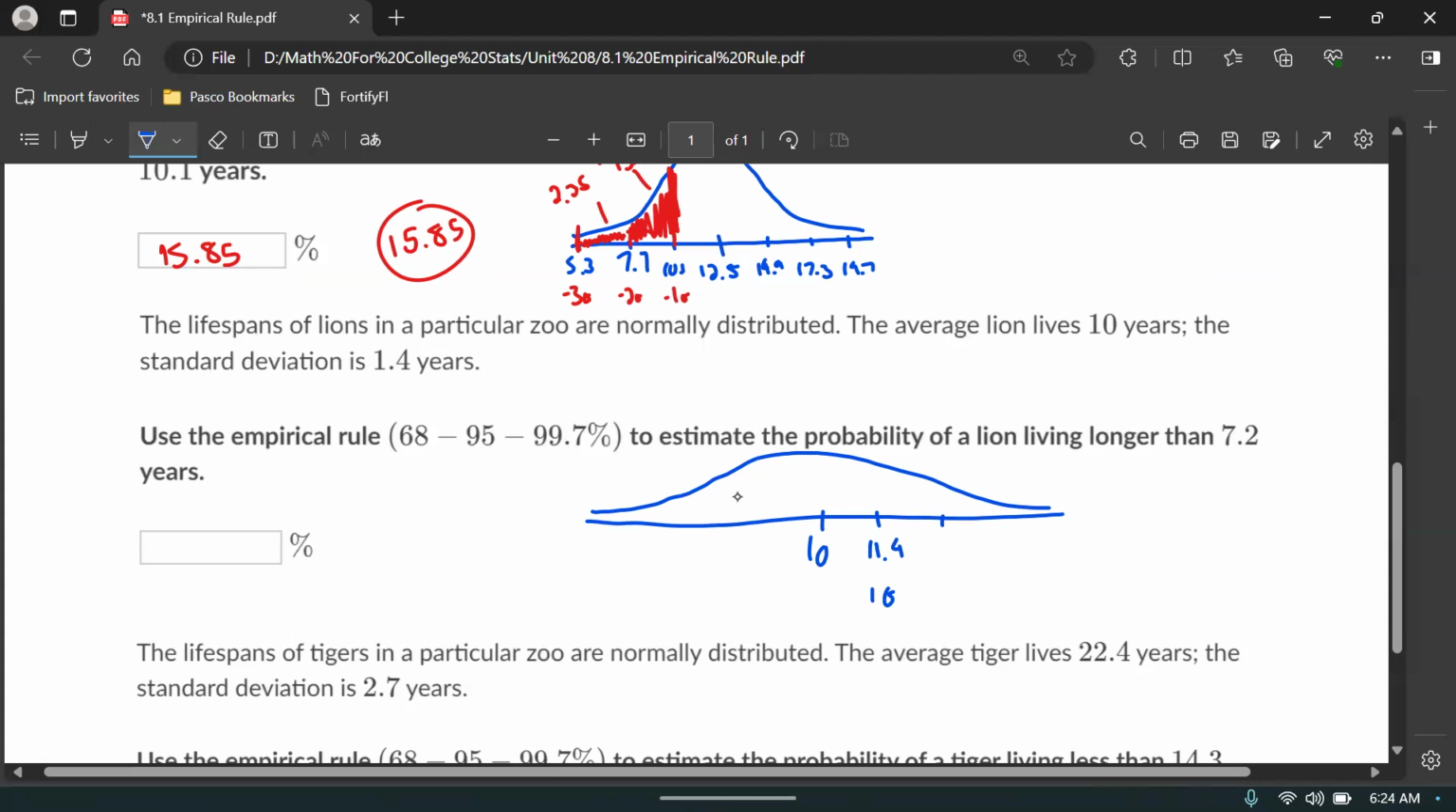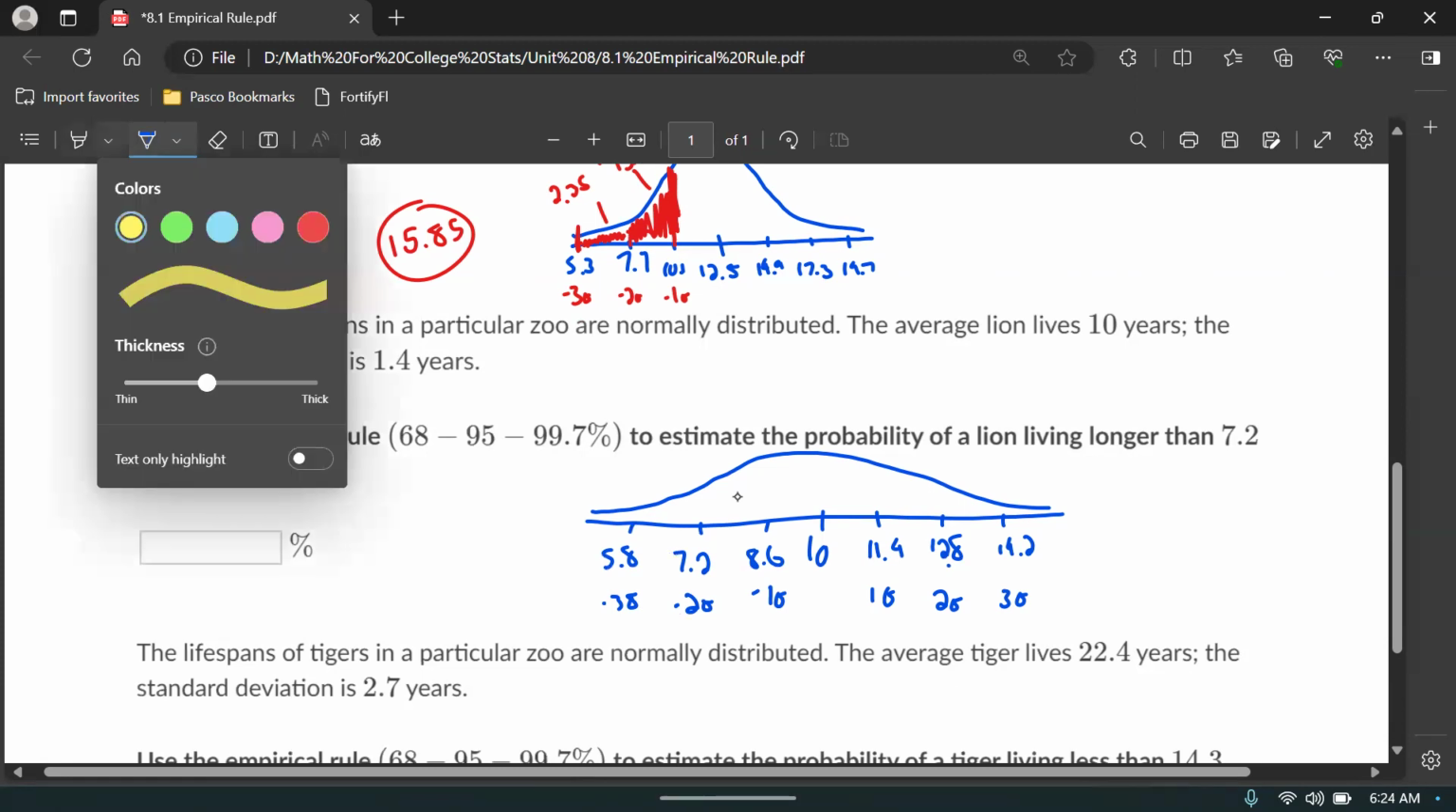Plus 1.4 again, we have 12.8, which is 2 standard deviations. And then one more time, we got 14.2, 3 standard deviations. We go backwards as well, 1, 2, 3. So we have 10 minus 1.4, which is 8.6 at -1 standard deviations, 7.2 at -2 standard deviations, and 5.8 at -3 standard deviations. All right, so the question is, estimate the probability of a lion living longer than 7.2.